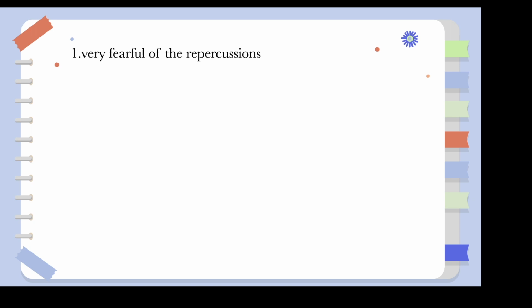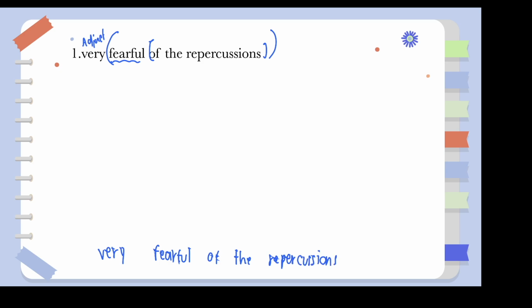So let's start with "very fearful of the repercussions." So we have the head, fearful, and "of the repercussions" is our complement. And "very" is the adjunct, so it will be attached later once we gather "fearful of the repercussions" already. So we have "very fearful of the repercussions."